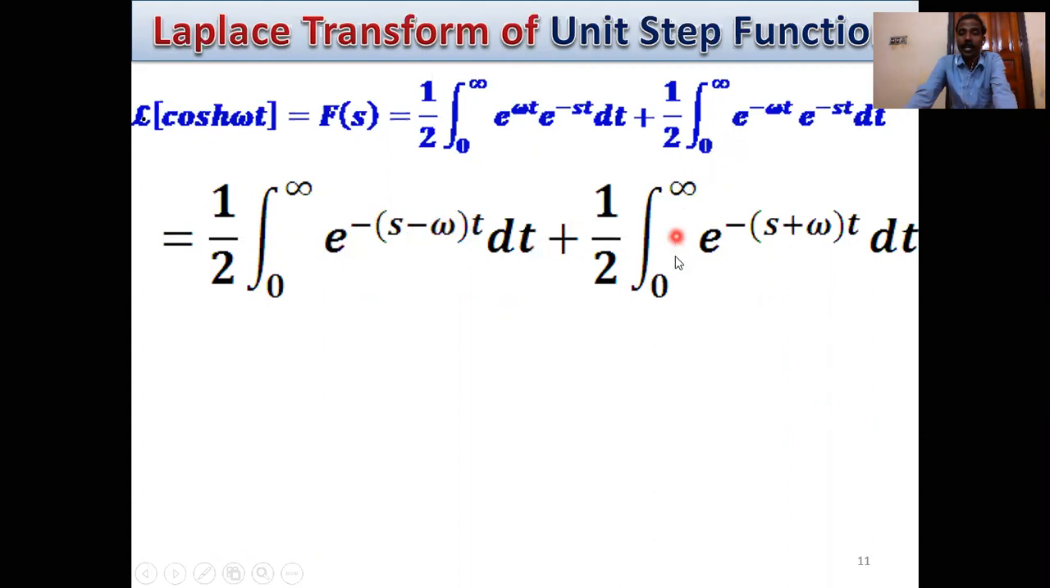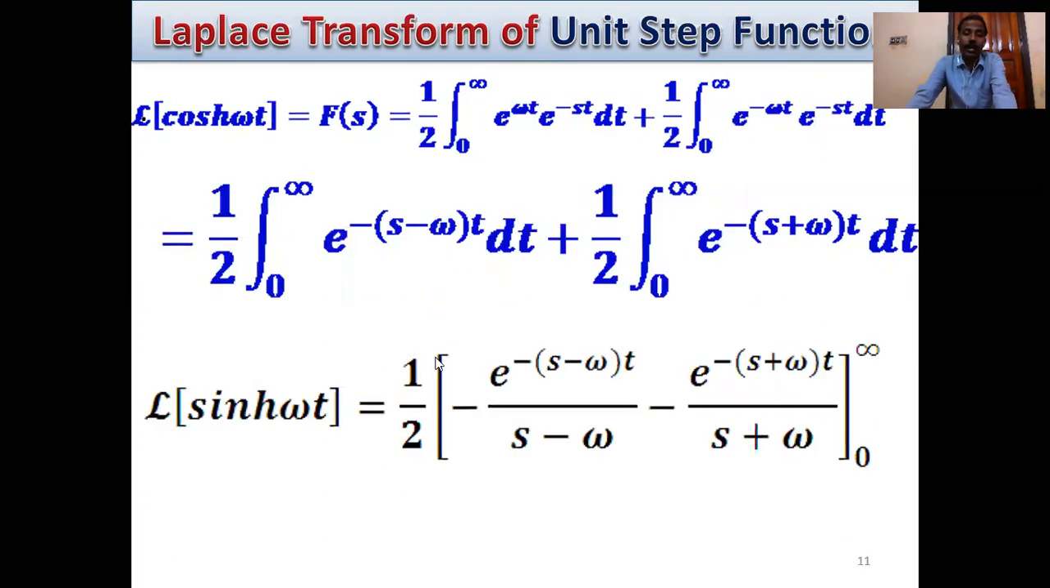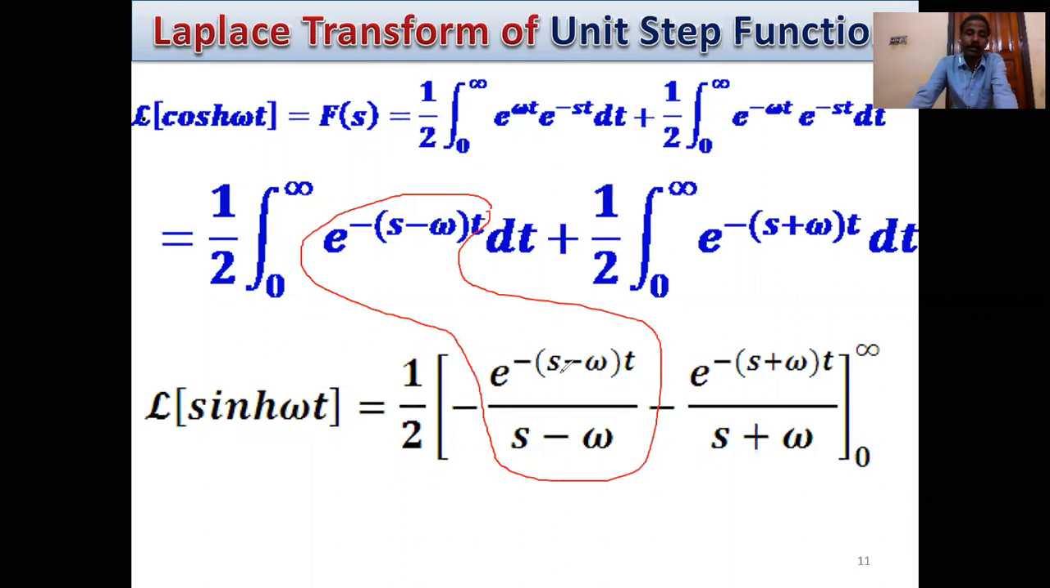And then this function equals e to the power minus (s minus omega) t dt, and the second function equals e to the power minus (s plus omega) t. Then integrate, and we get e to the power minus, first term. This is for this term. This is the integration: e to the power minus (s minus omega) t divided by s minus omega, and the second term e to the power minus (s plus omega) t divided by s plus omega.